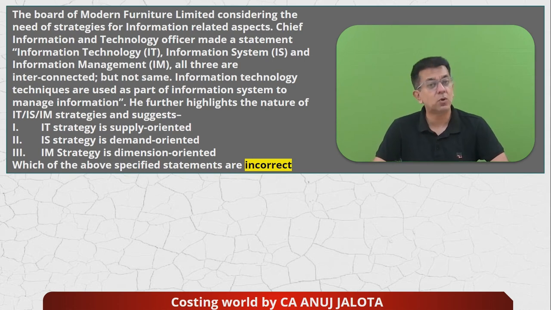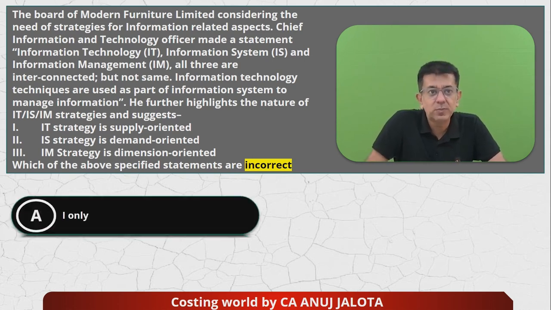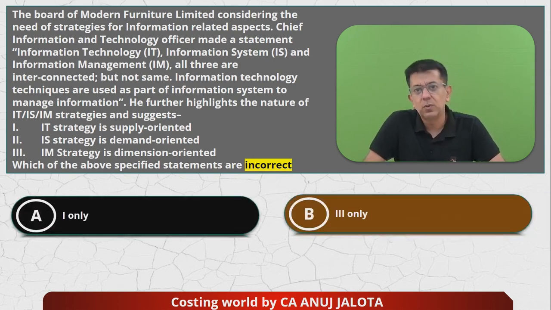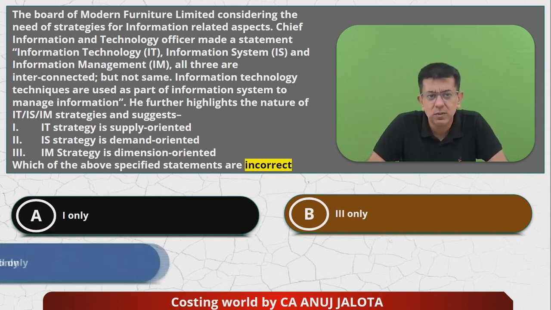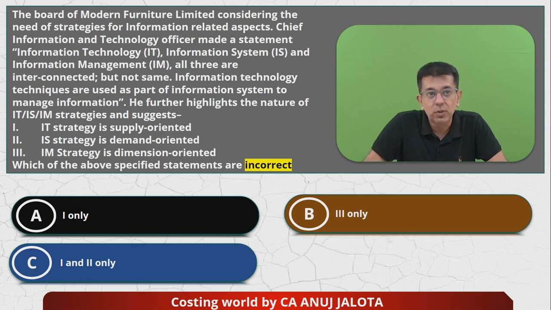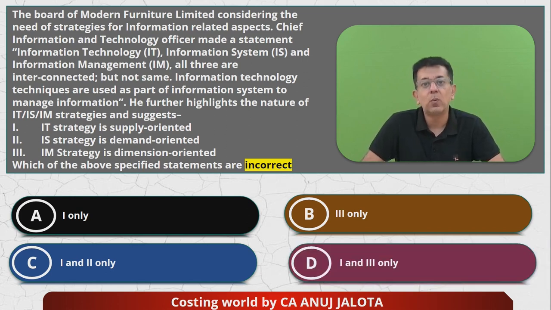So we have to be saying the wrong thing over here. So let's see the four options. Only one, then three only, then the next one is one and two only, and lastly over here you have one and three only.